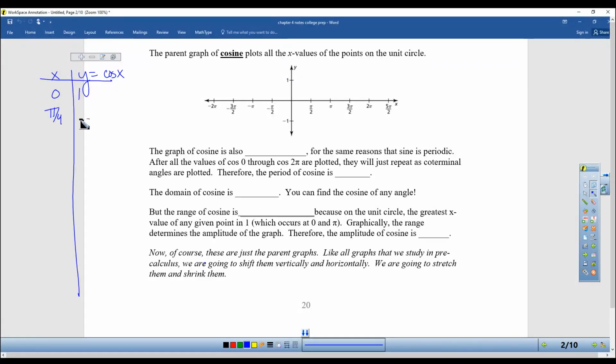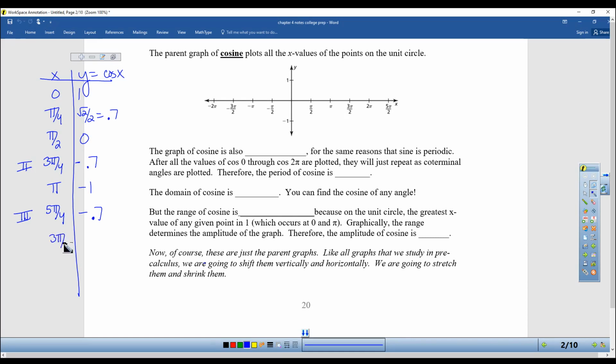Cosine of pi fourths is square root of 2 over 2, which again is 0.7. Cosine of pi halves is 0. Cosine of 3 pi fourths, now I'm in quadrant 2, and its reference angle is pi fourths, so it's still 0.7, but cosine in quadrant 2 is negative. And then pi, cosine of pi is negative 1. Cosine of 5 pi fourths has a reference angle of pi fourths, so it's 0.7, but it's negative because I'm in quadrant 3 now.